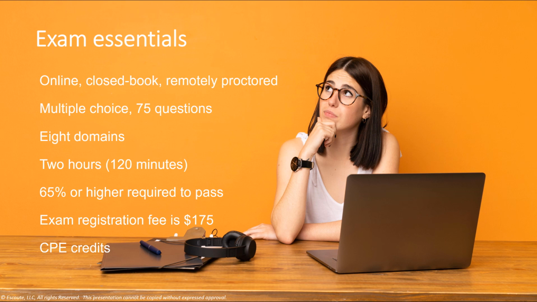Now, as an exam taker, you're given 2 hours or 120 minutes to complete the exam, and a score of 65% or higher is required to pass the exam. Exam registration fee is $175. Please note that these purchases are non-refundable and non-transferable. Individuals holding a certification from ISACA from what we call the Core 4, which would be CISA, CISM, CGEIT, and CRISC, may claim 2 CPE credits for each examination hour when a passing score is achieved.